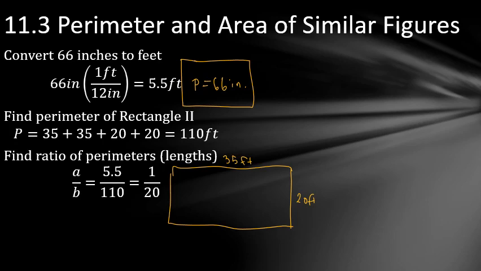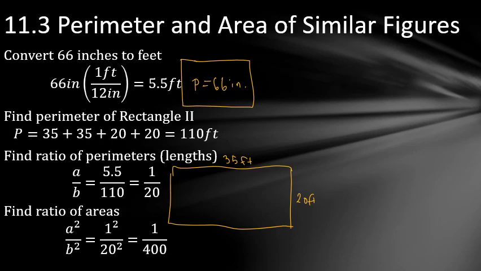If I divide them both by 5.5, yeah. Now that I know the ratio of lengths, the ratio of the areas is the lengths squared. So I'll square the 1 to 20. That was my length, so here's to find the areas. I square that: 1 squared over 20 squared, or 1 to 400.